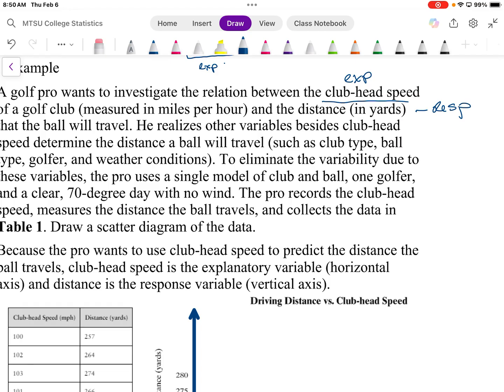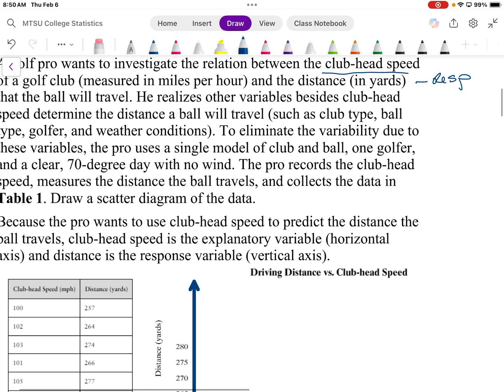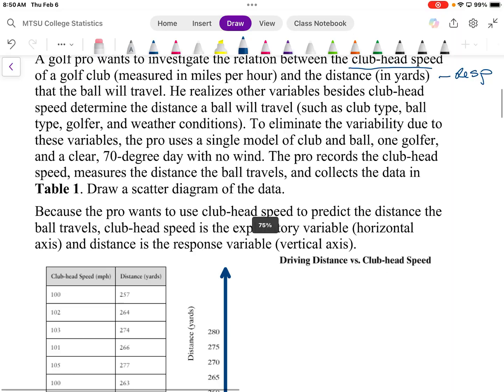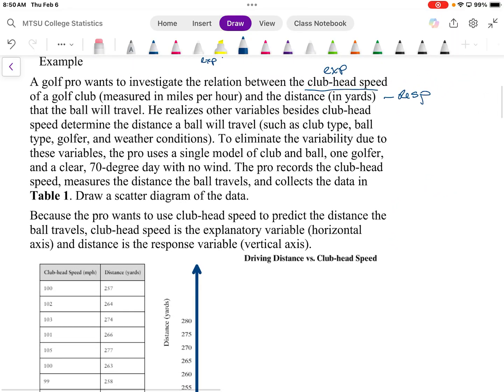So that lets me know how I'm going to start setting up my scatter plot. I'll try to make it a little bit easier, putting a scale on there for us and labeling the y-axis here in a little bit. But that's how we would talk about how I assign which one causes the other. Can the distance traveled dictate the speed of the club head? Well, no, because we have to hit the ball first. So when we look at situations, which one kind of causes the other is what we look for. And that's a good way to do the explanatory and the response.